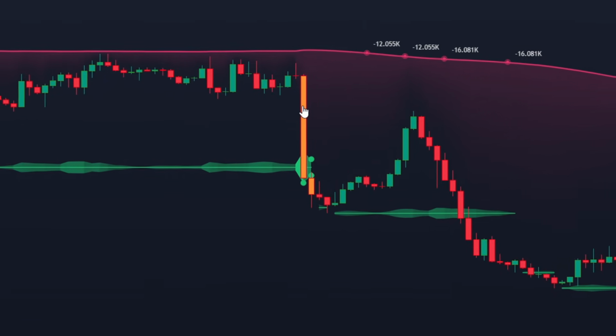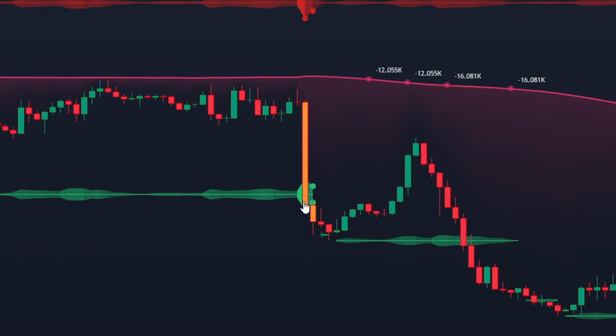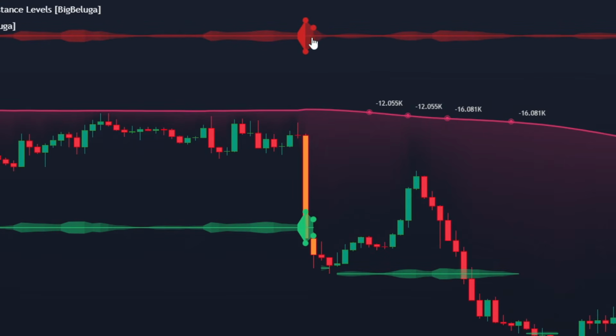Second, we want to see an orange candle that breaks below a green support zone. Third, before that breakdown candle, the most recent red resistance zone should have 2 small red dots on it, confirming a strong volume spike at resistance before price collapsed. Lastly, delta volume must be below minus 10%.